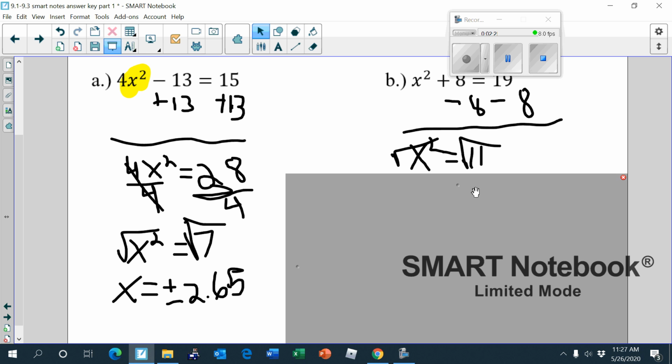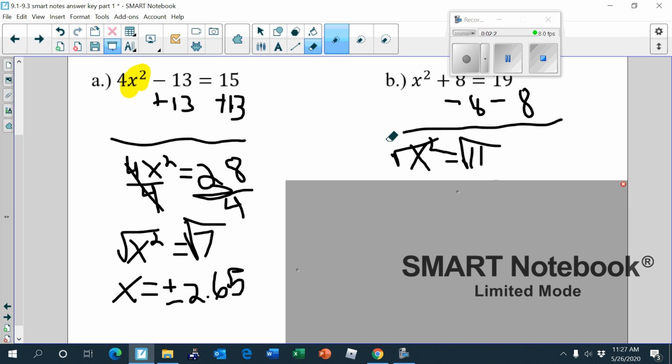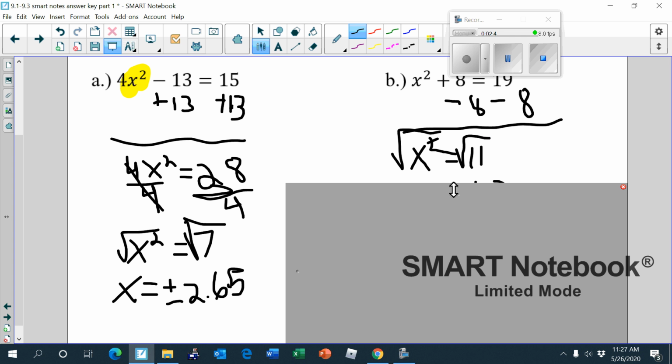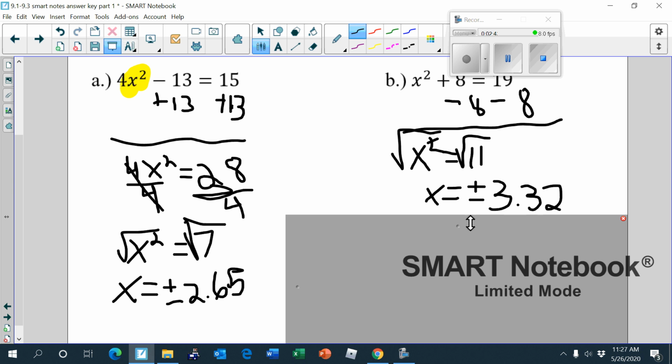Again, you have to put that square root around it. So you originally get x squared is equal to just 11. And then to find what x is, you take the square root of both sides. So again, throw that in your calculator. The square root of 11 is 3.32. We're rounding to the nearest hundredth, remember? And again, you have to add that plus or minus with your final answer. So it's a positive 3.32 and a negative 3.32, just like we did before.